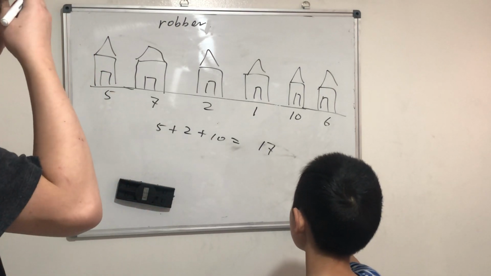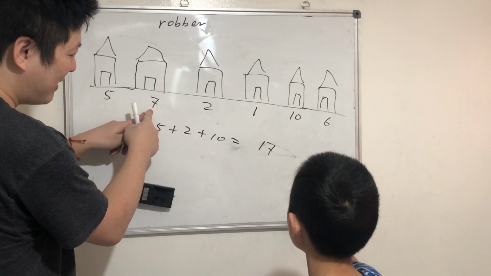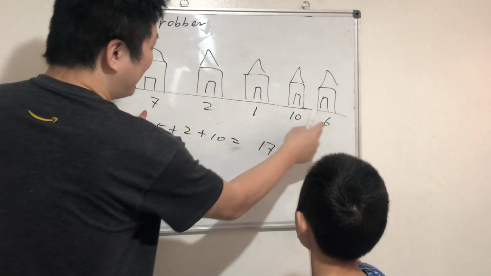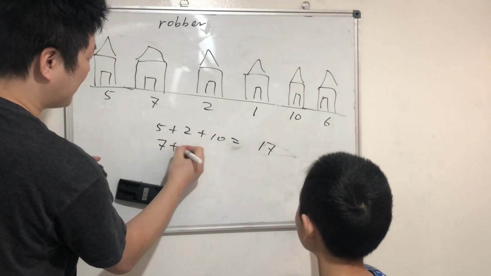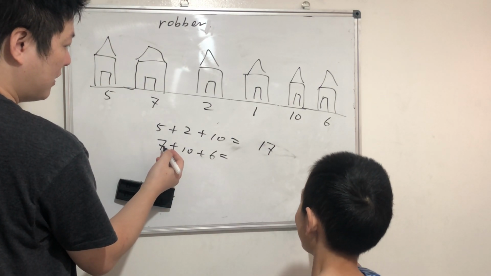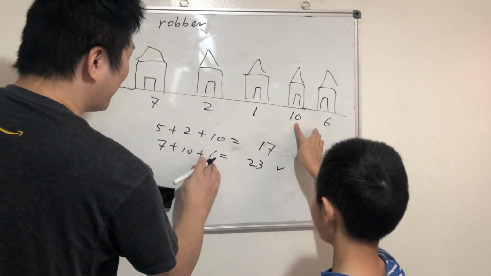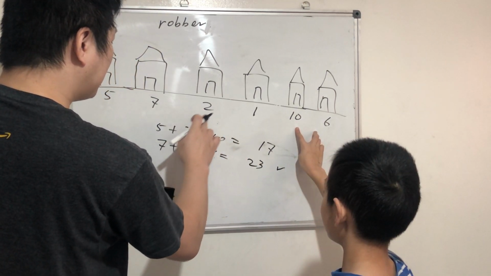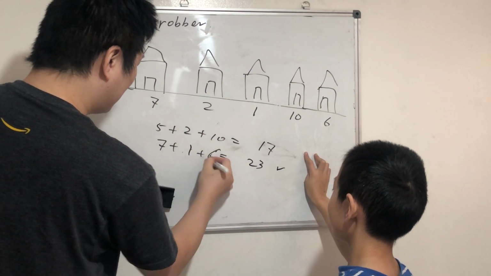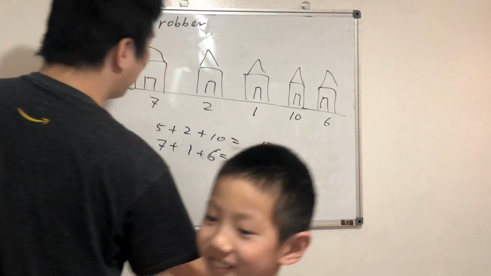Can we have a better one? Look, we can pick 7. You can pick 6, 7 and 1, and 6. 7 plus 10 plus 6, which is what? Oh wait. 7 plus 1 plus 6. So that's how many? 14. Okay, 14. So it's not better. Okay, my mistake.